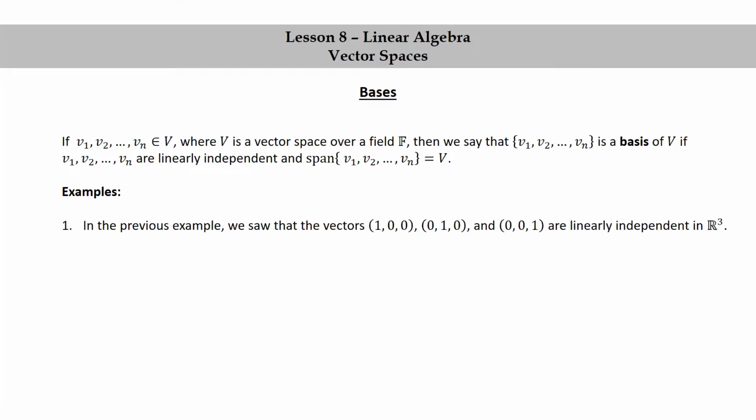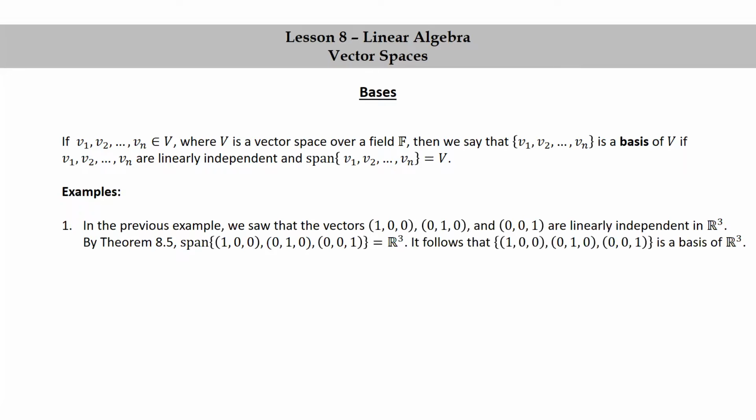Let's look at some examples. In the previous example, we saw that the vectors (1, 0, 0), (0, 1, 0), and (0, 0, 1) are linearly independent in R3. By Theorem 8.5, the span of the set of these three vectors is equal to R3. It follows that the set consisting of these three vectors is a basis of R3. Similarly, the set consisting of (1, 0, ..., 0), (0, 1, 0, ..., 0), ..., (0, ..., 0, 1) is a basis of Rn.